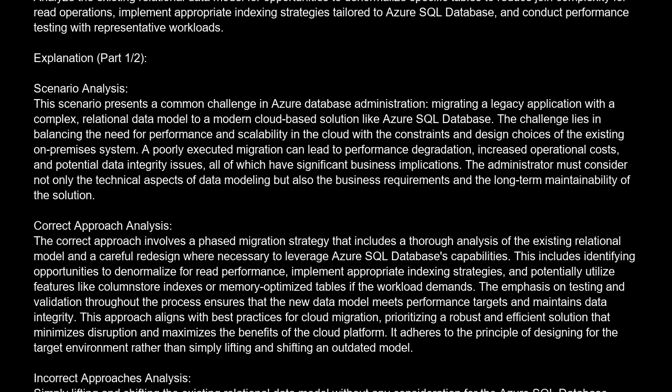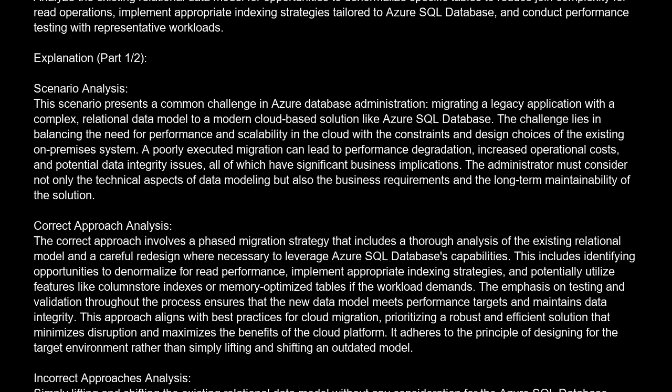A poorly executed migration can lead to performance degradation, increased operational costs, and potential data integrity issues, all of which have significant business implications. The administrator must consider not only the technical aspects of data modeling, but also the business requirements and the long-term maintainability of the solution.